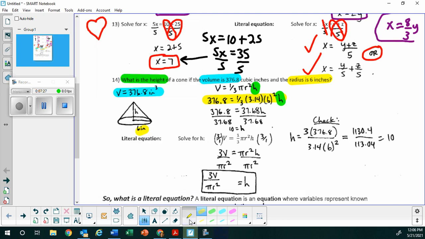Now I'm ready to divide both sides by the coefficient. So when I divide both sides, I got h all by itself.